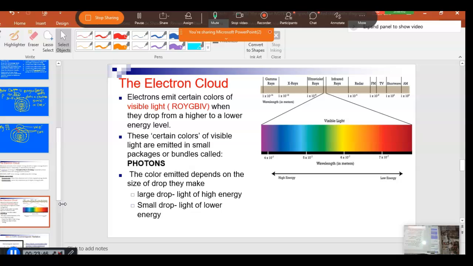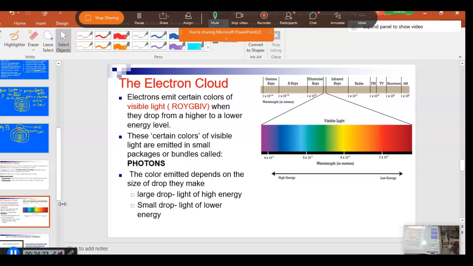Okay, so what happens is this: when an electron jumps to a higher energy level, it eventually comes back down. It comes back to its original energy level. But the energy that it absorbed to get up to a higher energy level has to go somewhere. So when it comes back down, it emits what we call photons, or it emits colors of light. And the colors that those electrons emit depend on how big of a jump they make.